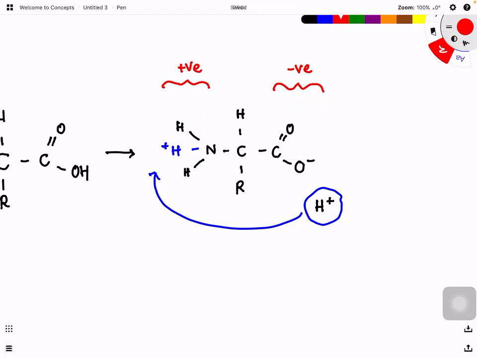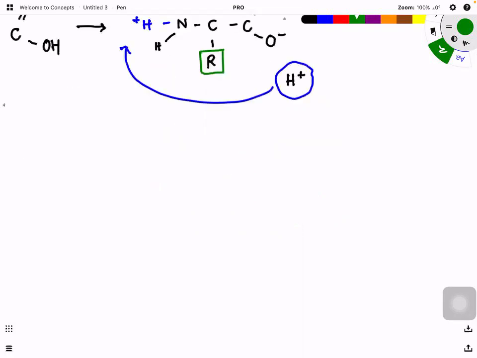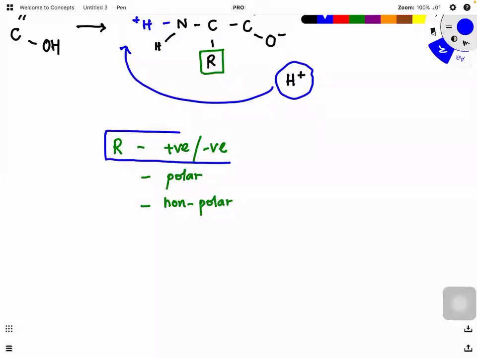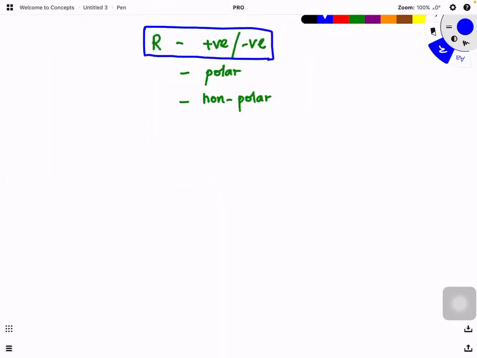So what determines the net charge of this amino acid depends on the R group. If you revise the R group, it can be positively charged, negatively charged, polar, or a non-polar hydrophobic R group. Today our concern is these five amino acids which are positively charged and negatively charged. How they can be positively or negatively charged depends on the functional group they carry.